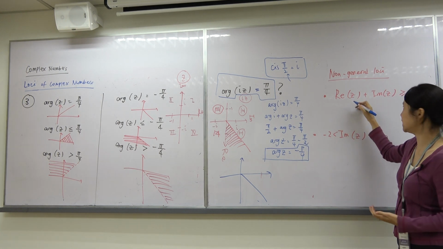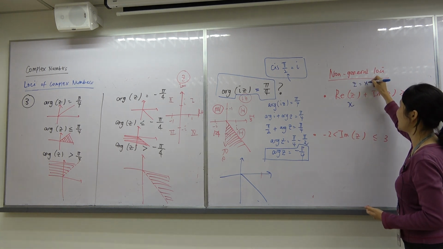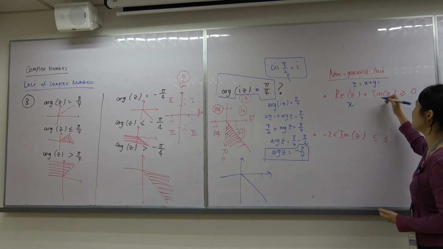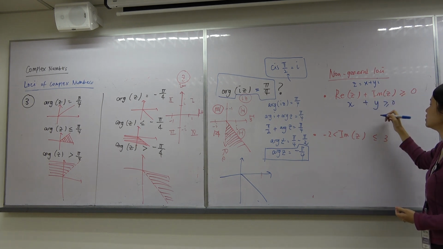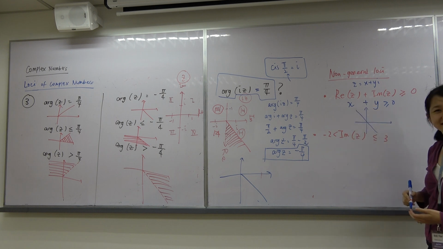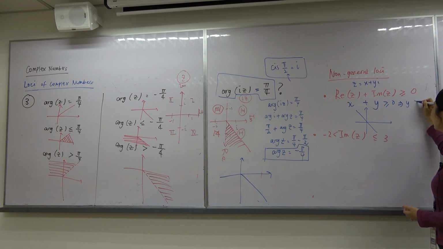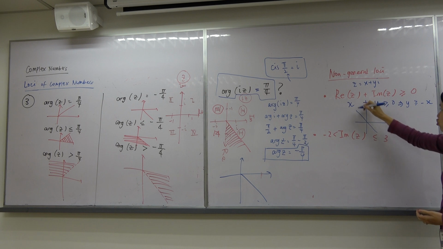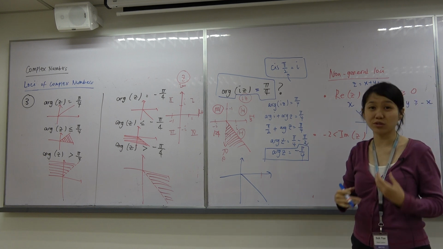Note that real part of sec is simply x. We are always taking sec to be x plus yi. And note that imaginary part of sec is y. So what is x plus y more than or equivalent to 0? It is simply a graph like this. Okay, so where do I shade? It is y more than or equivalent to negative x. So I drew y equals negative x, and more than or equivalent to means I will have to shade it up here. Note that with all loci of complex numbers, we usually get you to sketch it.